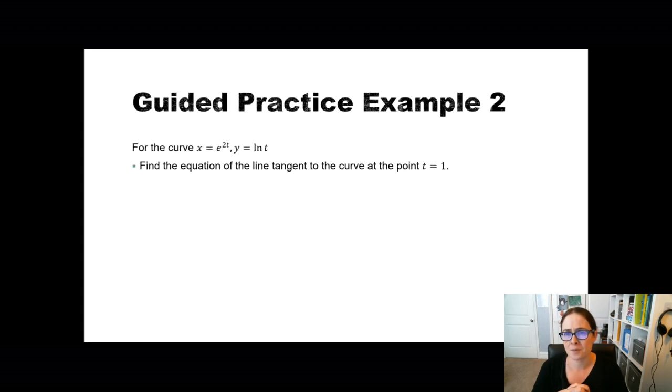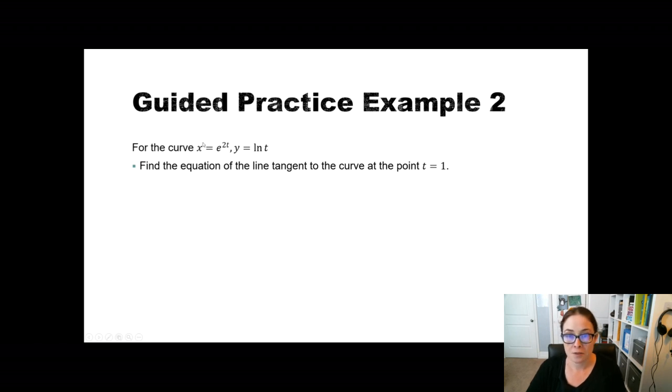Okay, so let's say I have the parametric curve x equals e to the 2t and y equals the natural log of t. And I want to find the equation of the line tangent to the curve at the point t equals 1. So this is something that we did a lot in Calculus 1, finding tangent lines. And so we'll do it here the same way, only now it's a little more complicated finding that derivative because it's parameterized. So I'm going to start by finding the derivative.